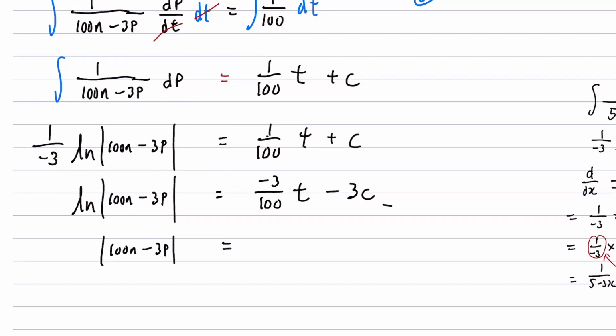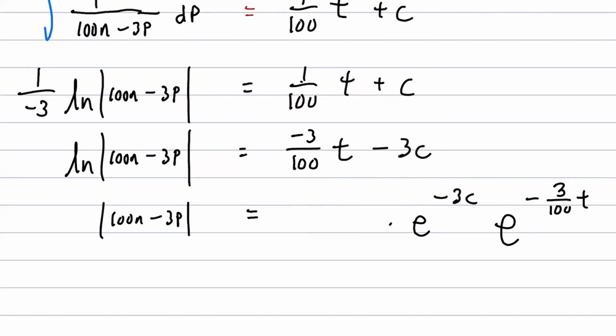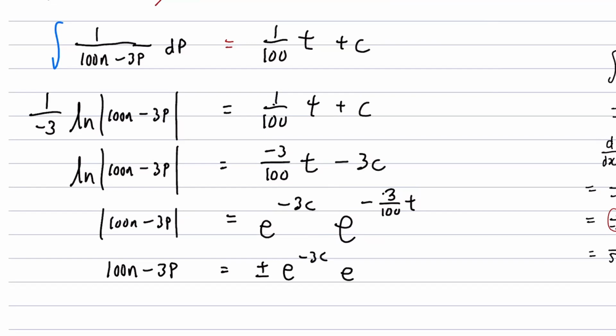ln is a single ln already, so you don't need to use any logarithm rule. You can just bring e over straight away. It becomes e power -3/100 t times e power -3c. I'm going to swap them around to make it look nice, like this, with e power -3c in front. Open up the modulus, so we get plus minus e power -3c, e power -3/100 t.